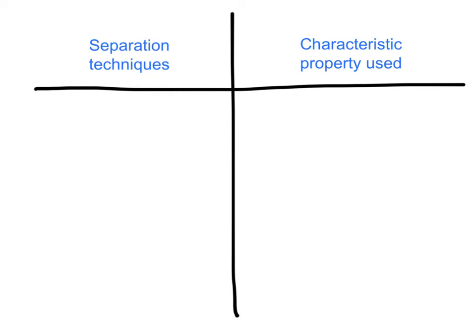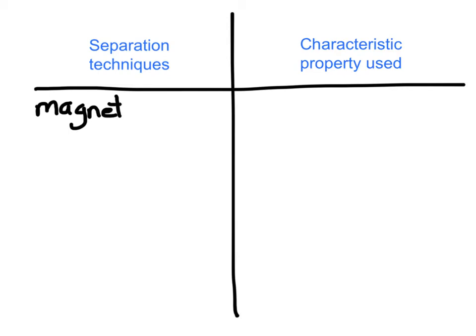Okay, so we're going to create a little chart here. And I'm going to go through 5 different separation techniques. And for each technique, I want you to think about what characteristic property am I using to make this technique work. The first separation technique that you want to use is, silly enough, called magnetism, which is really obvious.